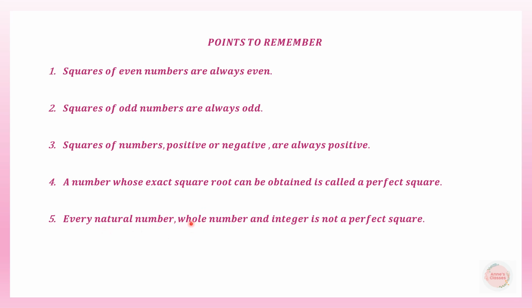Every natural number, whole number and integer is not a perfect square. There are some numbers which are not perfect squares, as we saw here. So we can't say that every natural number is a perfect square, every whole number is a perfect square and every integer is a perfect square. No, there are some numbers that are perfect squares and some numbers that are not.